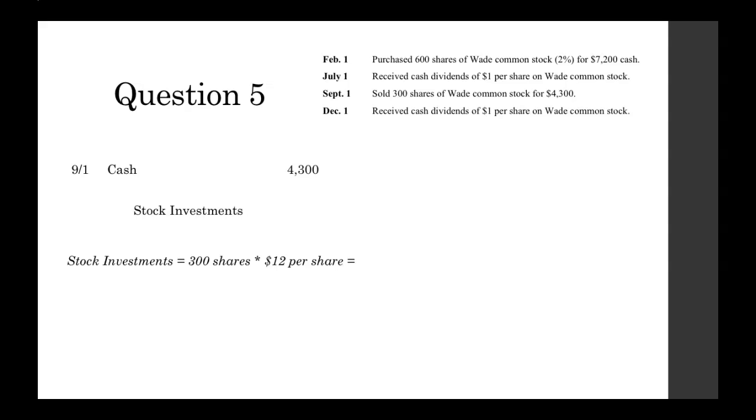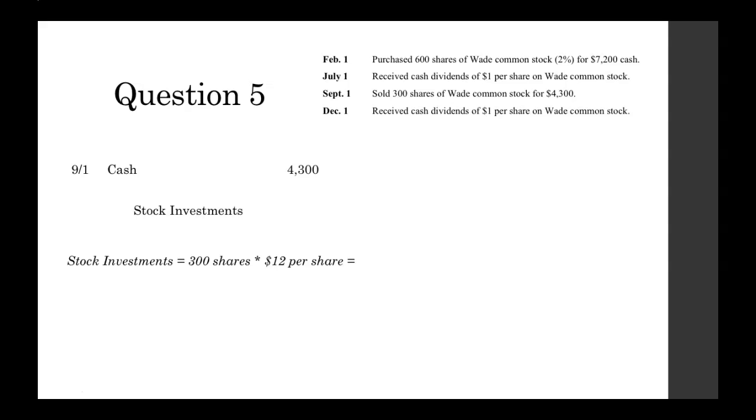Well, we are going to need to calculate this one. We take our number of shares that we sold and we multiply it by 12. Now, where are we getting this 12? Well, if you take a look back on February 1st, you purchased 600 shares for $7,200. If you take that $7,200 and divide it by 600, you will end up with 12.